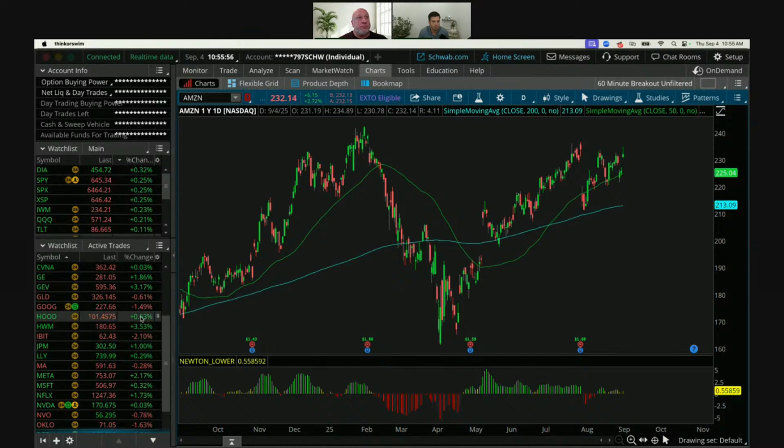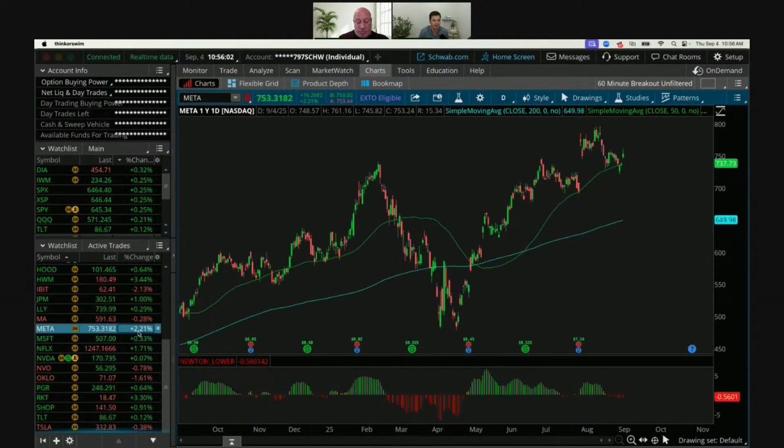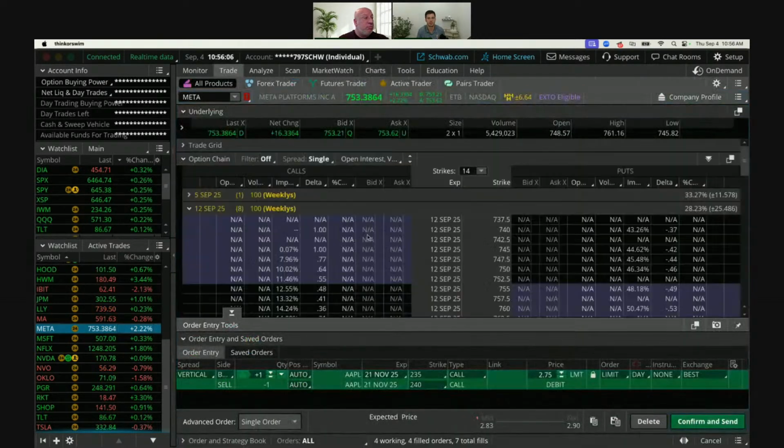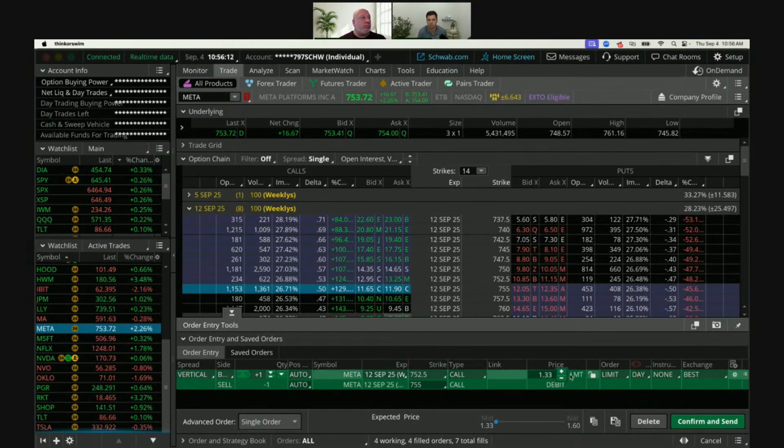Okay, we'll do, I don't know, I've been burned on Hood twice in a row, so I'm going to pass on Hood here, even though I really like the stock. Meta is another great example. This one's been awesome for me. Same thing if you're looking at the call options, $1,300. If you look at the wrap order, a little over $100.